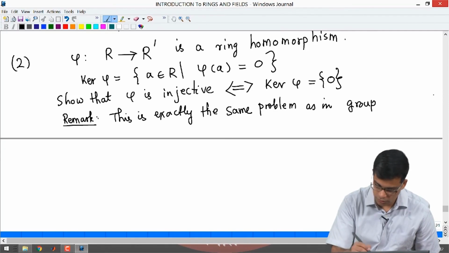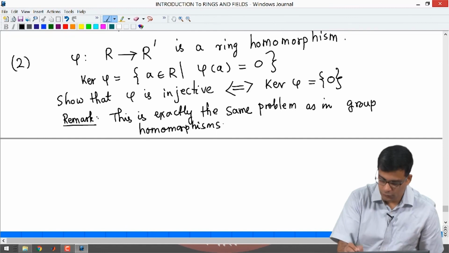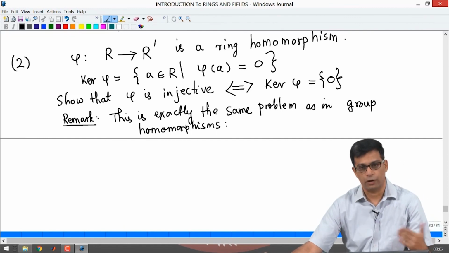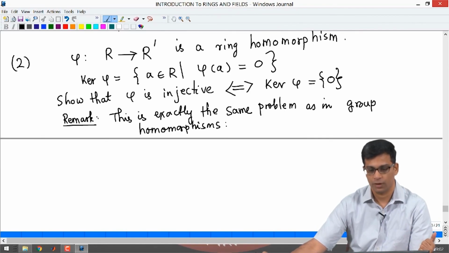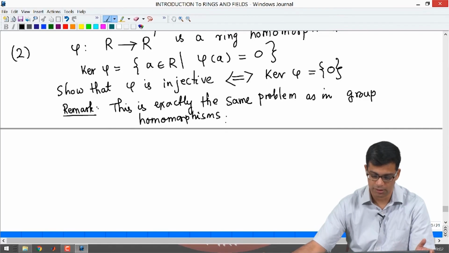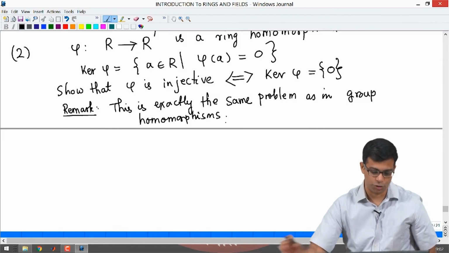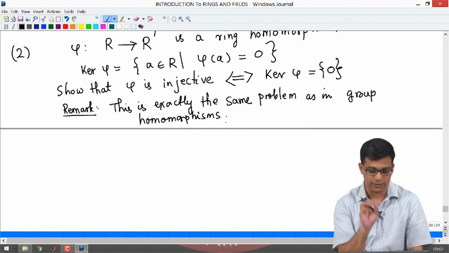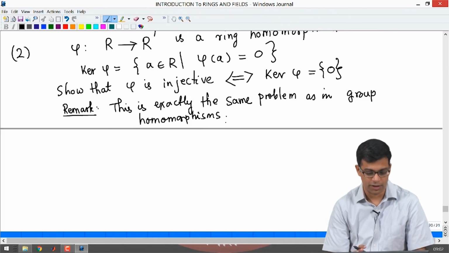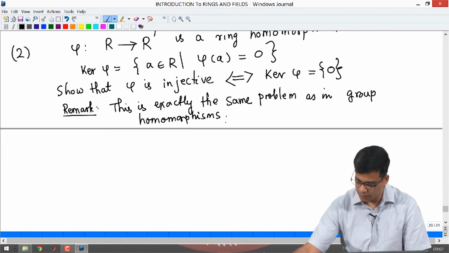So, what I mean is, if you have a group homomorphism, that also has the notion of a kernel. A group homomorphism is an injective map if and only if the kernel is 0. The reason this is exactly the same is that whether something is in the kernel or not is really a group theoretic issue. It has nothing to do with the multiplication on R, it has everything to do with addition in R, and under addition R is a group. Whether phi is injective or not is purely a set theoretic property. So, let me quickly solve this problem.